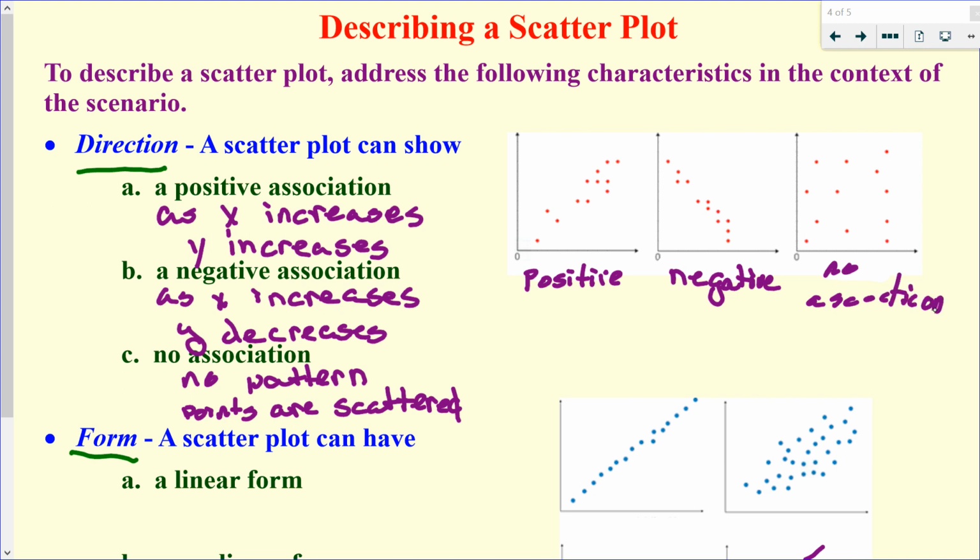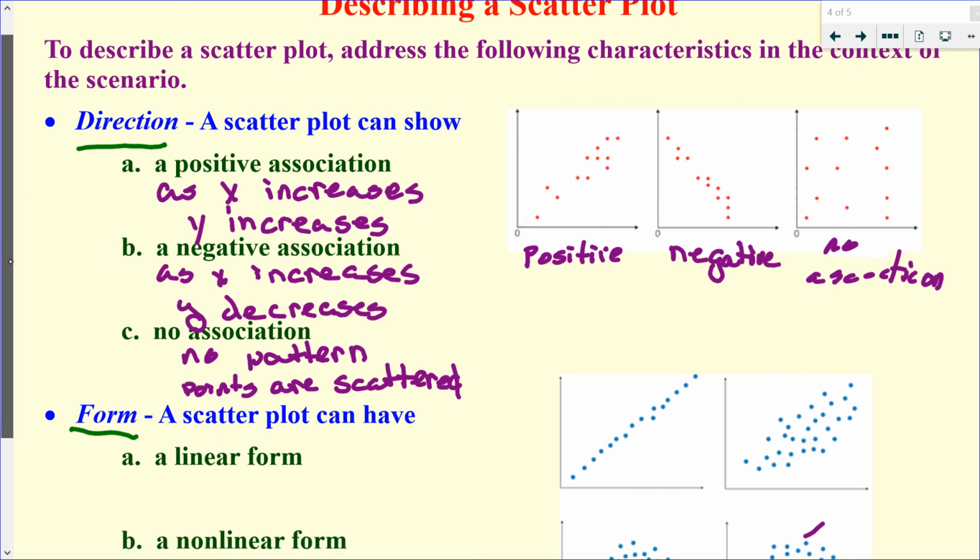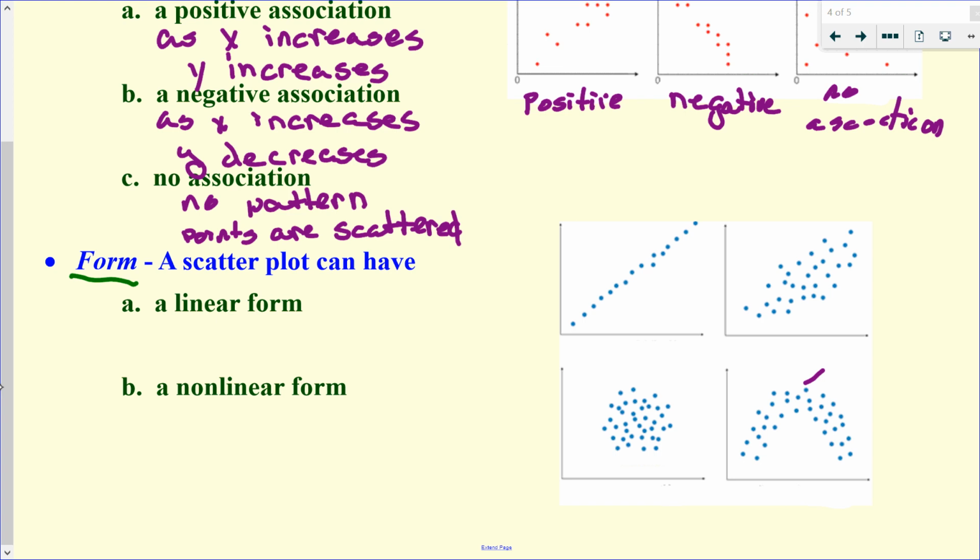So that's the idea of direction. Which way is the data going? As the horizontal variable increases, x increases, what is y doing? If y is doing the same, it's positive. If y is doing the opposite, it's negative. And if y is just all over the place, there is no association. Okay? So let's talk about form.